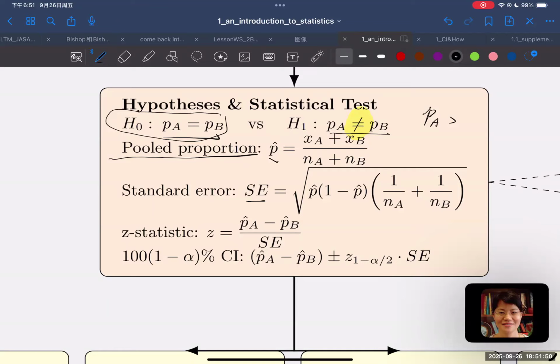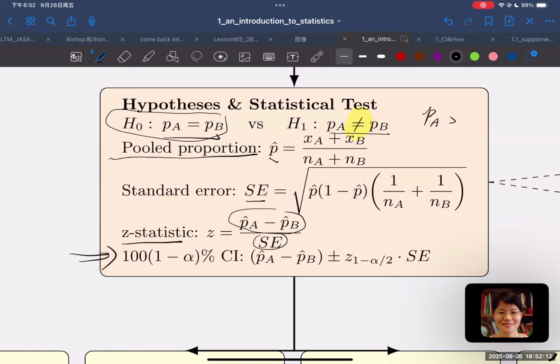Once you have the standard error, next, using the Z test, you take PA minus PB, and then divide by the standard error. In this way, you then have the confidence interval. Maybe later we can assign one such assignment and a tutorial for you to practice. Okay, so this is about hypothesis and statistical test. And here you can see more things.